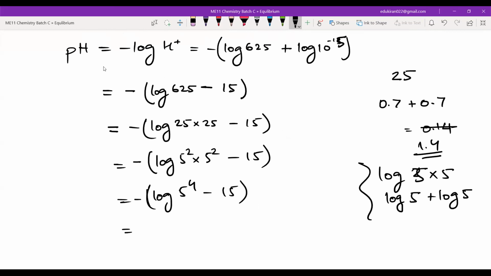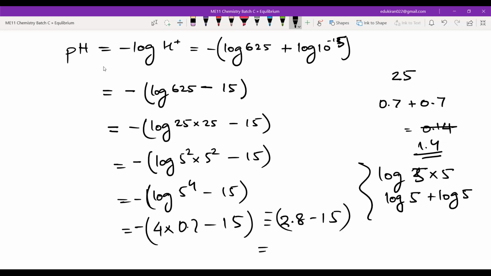This will be minus of 4 into log of 5, which is 0.7, minus 15. 7 4s are 28. So this will be 2.8 minus 15 and whole minus 15, right? So this will be equal to how much? 15 minus 2.8, 12.2, right? And minus 12.2 and minus outside, it will become 12.2. This is the pH, okay?